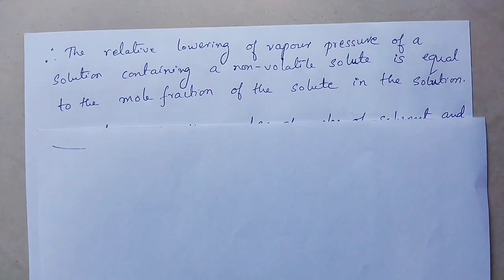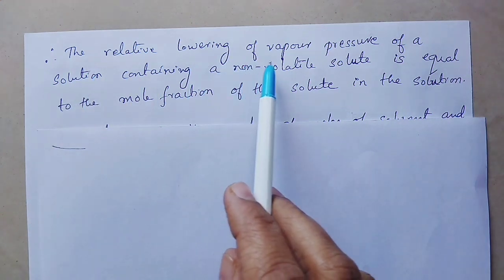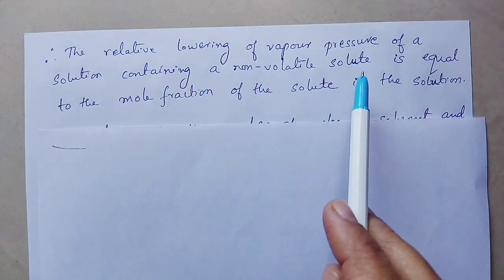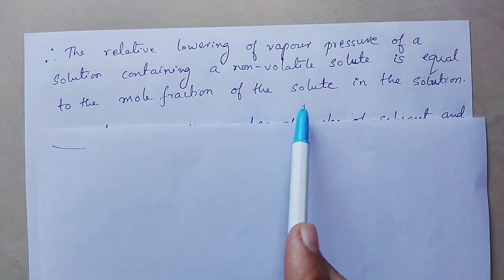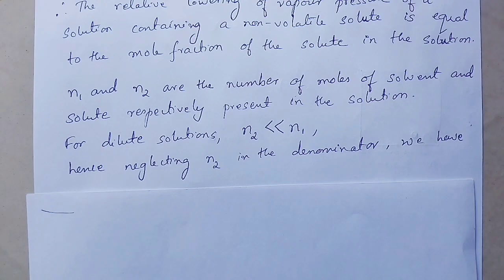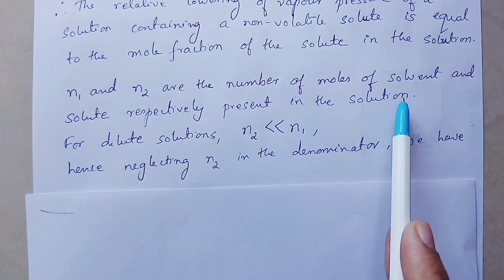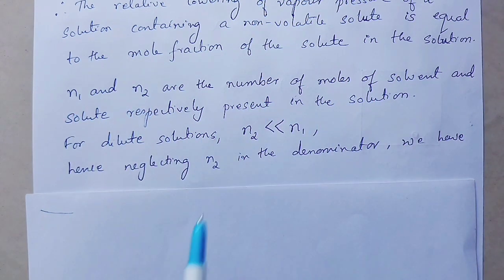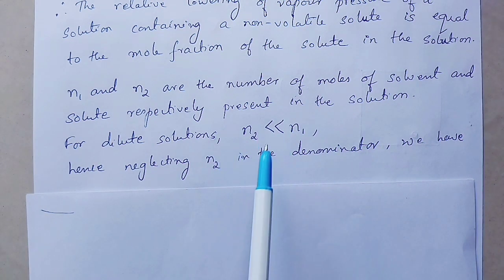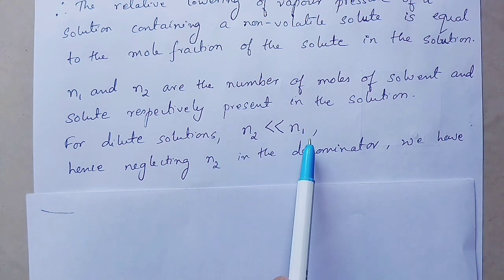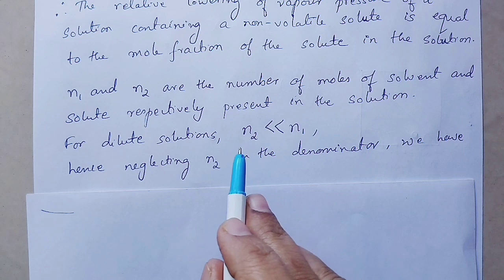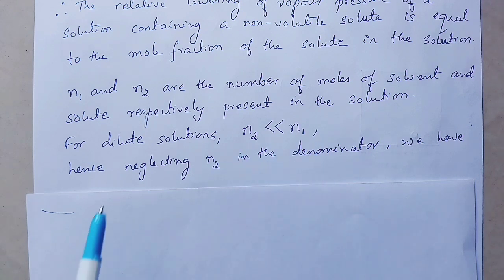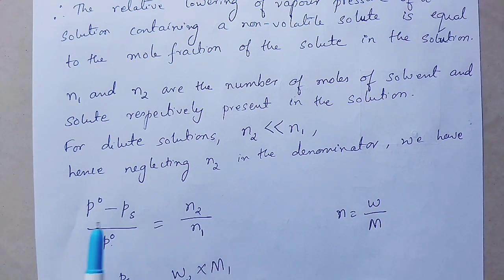I have written the same thing here. The relative lowering of vapor pressure of a solution containing a non-volatile solute is equal to mole fraction of solute in the solution. In the above equation, N1 and N2 are the number of moles of solvent and solute respectively present in the solution. And for very dilute solutions, concentration of the solute would be very, very less when compared to concentration of solvent. Therefore, N2 is very, very less compared to N1. That's why neglecting N2 in the denominator, we will have P0 minus Ps by P0 equal to N2 by N1.